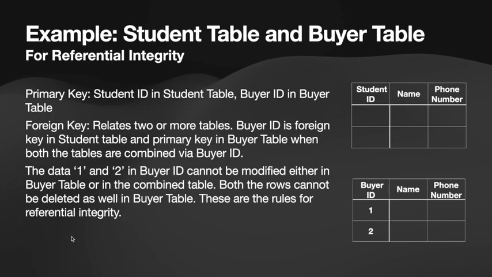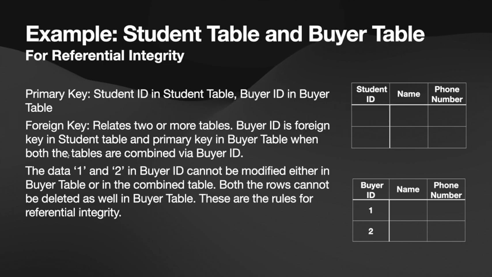Next, if we see the student table and buyer table, this is what I explained for the library database management system. I have taken the two tables which I put forth before, and I am just trying to illustrate here the referential integrity. So student ID is there in the student table, buyer ID is there in the buyer table. These two are primary keys. Foreign keys relate two or more tables. Buyer ID is a foreign key in the student table and primary key in the buyer table.